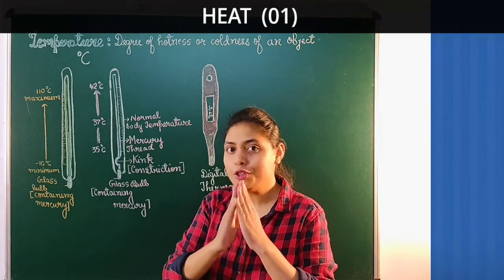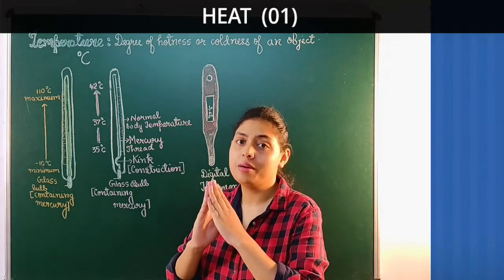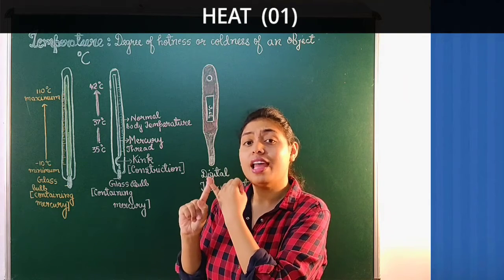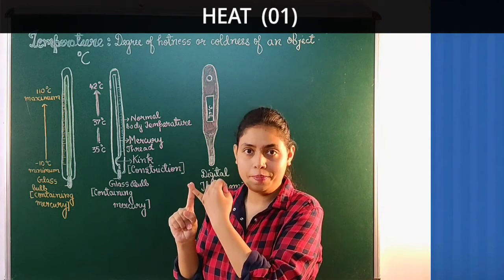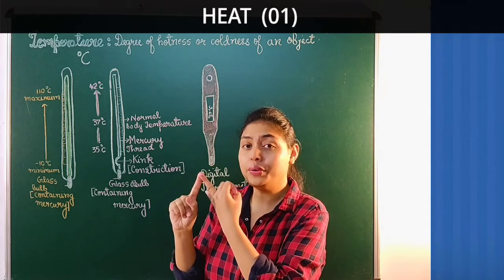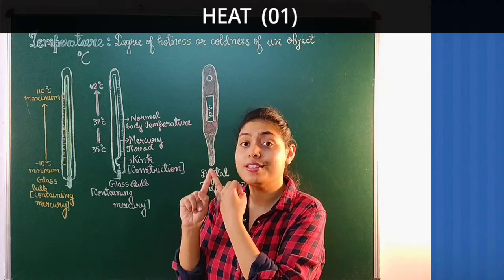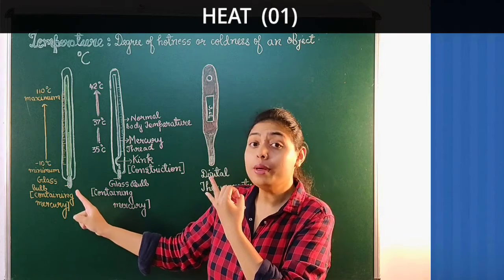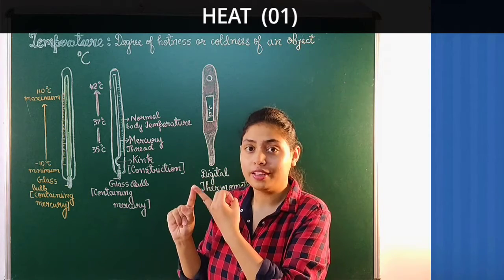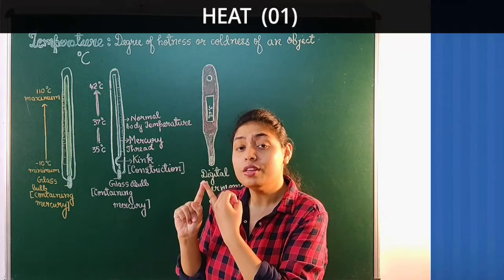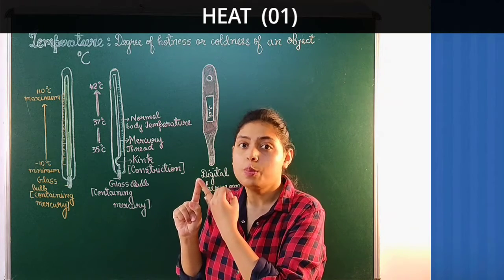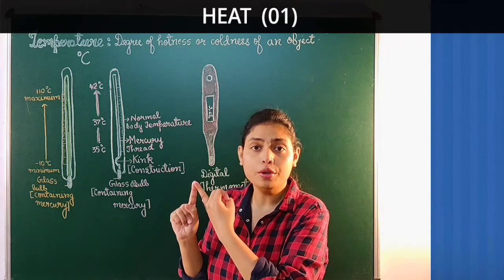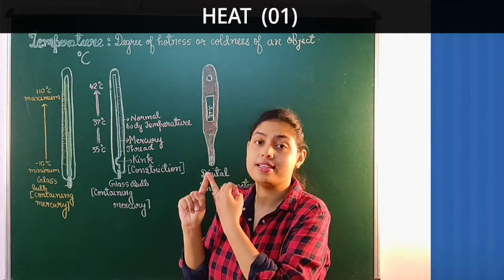Now let us see some precautions in using a laboratory thermometer. First, it is made up of glass, so whenever you are using a laboratory thermometer, handle it carefully. Second, it contains mercury. It is a highly poisonous metal, so you should take care that the thermometer should not hit any hard object. Otherwise, the glass thermometer will break and mercury will spill out from the thermometer. And it is very difficult to dispose mercury as it is highly poisonous.